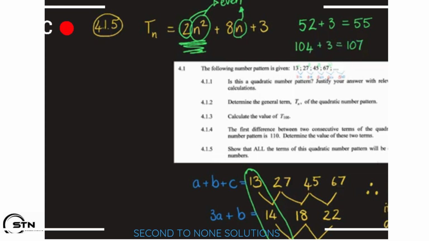And I'm just proving to you that any even number plus an odd number will give us an odd number. And that is what you would do over here. You would state that 2n squared will always give an even answer. 8n will always give an even answer. Therefore, all of them will be odd because we are adding an odd number to an even number.